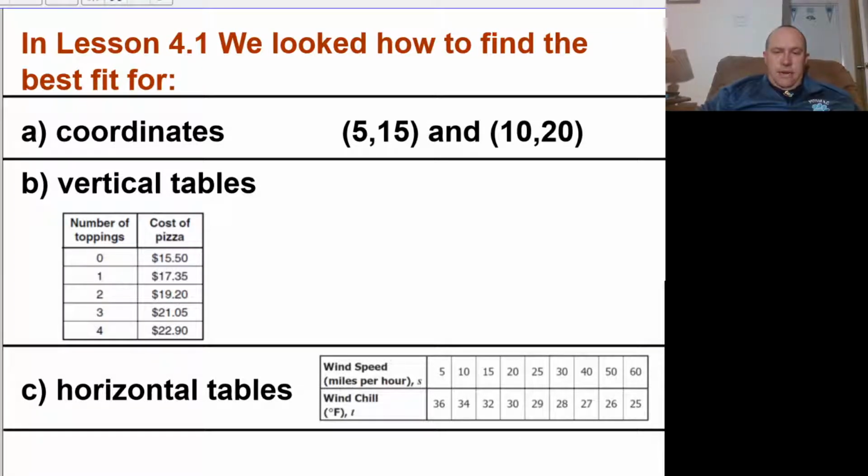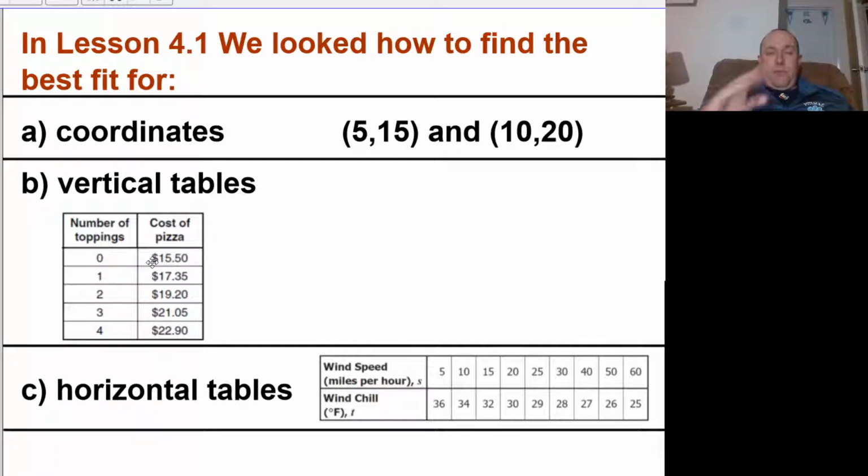Okay, this is the video for lesson 4.2, and this is going to focus on making predictions. We're going to continue what we did last lesson where we found the equation of a line of best fit, but then we're going to use that line to make some predictions, which is really the reason why we actually do this. So just a quick recap of what we did last lesson first.